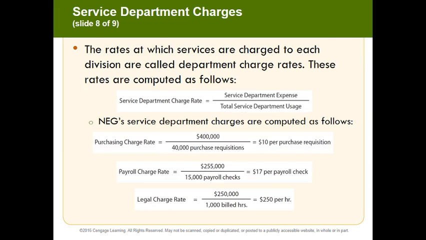So we have to determine the rate at which each of these services is going to be charged to the division. The rates are computed by taking that service department expense and dividing it by the total usage. So there were 40,000 purchase requisitions. We take that and divide that into the 400,000 that was from the purchasing service department. So we will allocate it $10 per purchase requisition. We carry this through based off total and total service department usage for both payroll and legal as well.